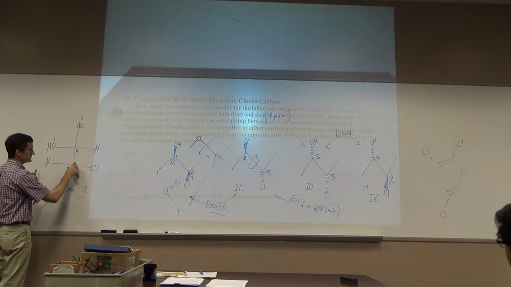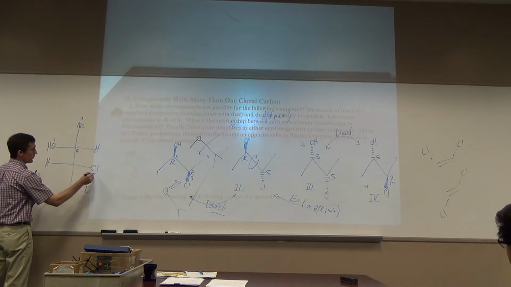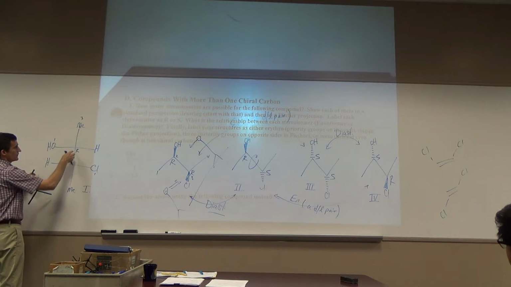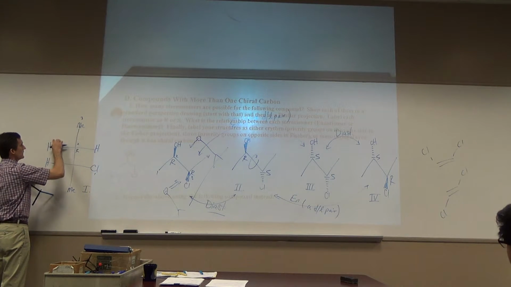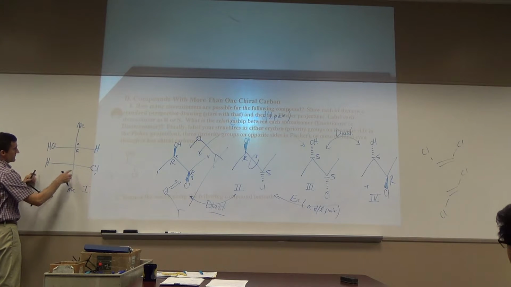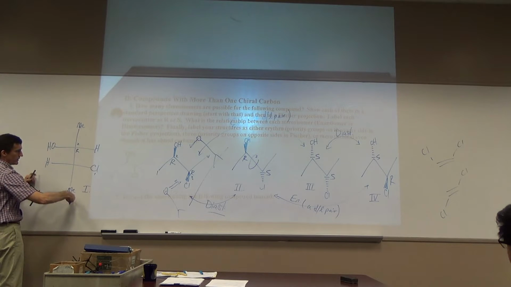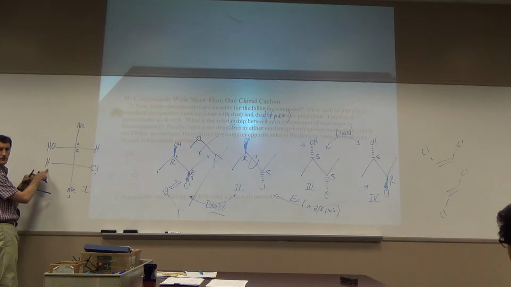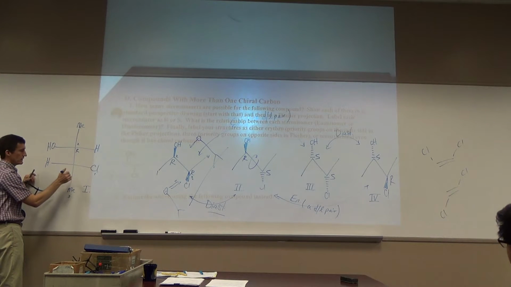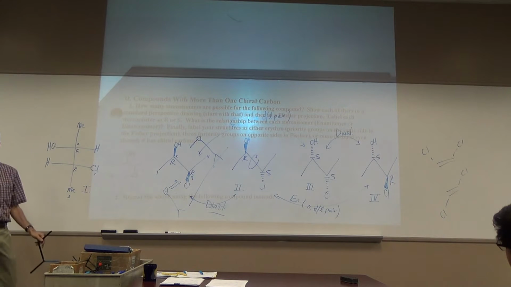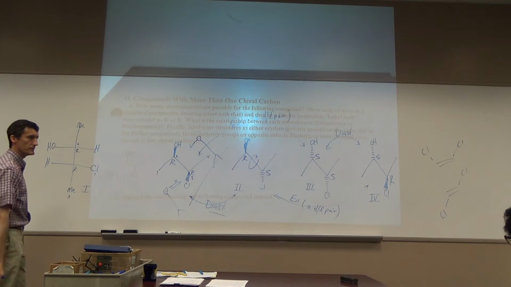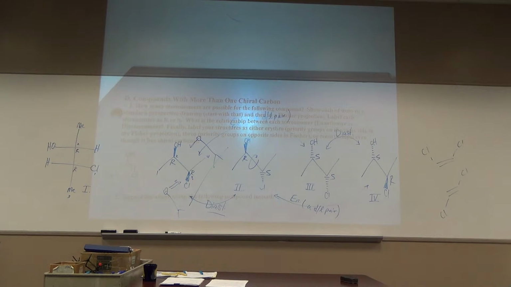How about down here? Chlorine is 1. Carbon with OH is 2. Methyl is 3. Counterclockwise, but the H is coming forward, so what is this? R. We got it right. Same compound. You can check yourself. There's the compound in a Fischer projection, 2 carbons.